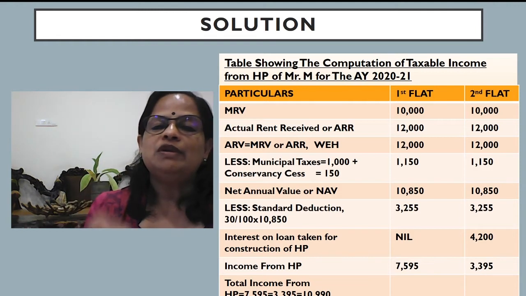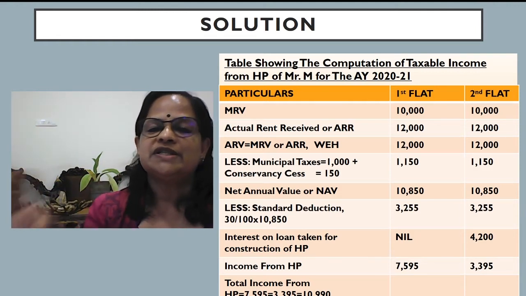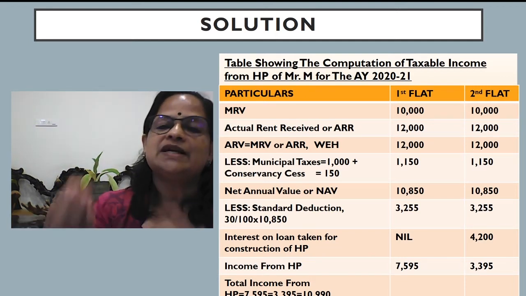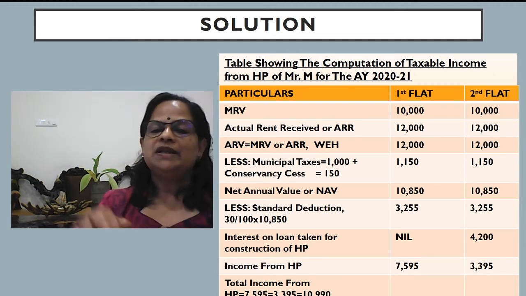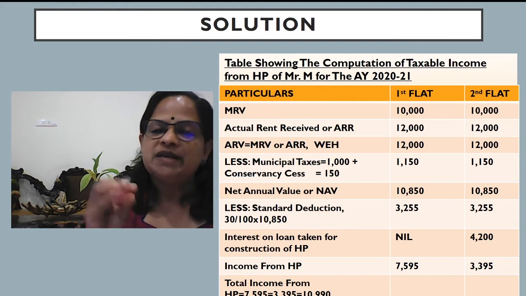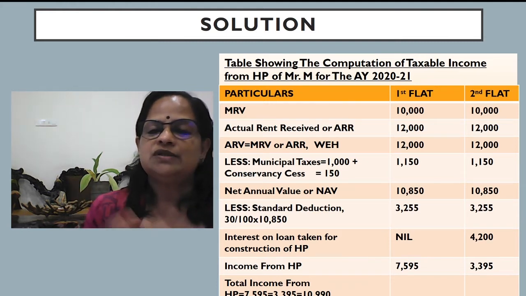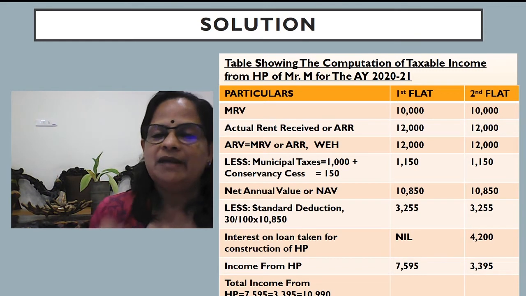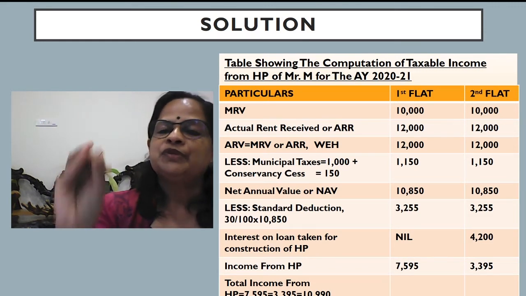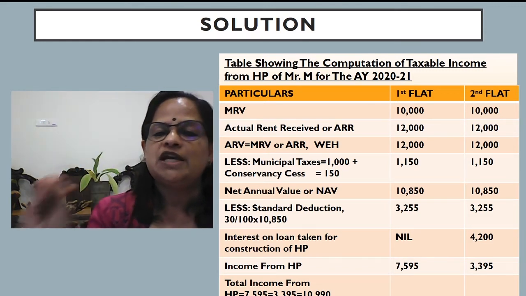Annual rental value will be MRV or ARR, whichever is higher, because other values are not there. Standard rent is not there. So 12,000 we will take. Now municipal taxes and conservancy cess we have to reduce from this, because earlier also I have explained that conservancy cess is one type of cess collected by the municipality. So in very narrow lanes and all, the municipality or the corporation will be maintaining that. So they will charge a cess for that. So that also can be claimed along with municipal taxes. So we will reduce that, then you will get the net annual value.